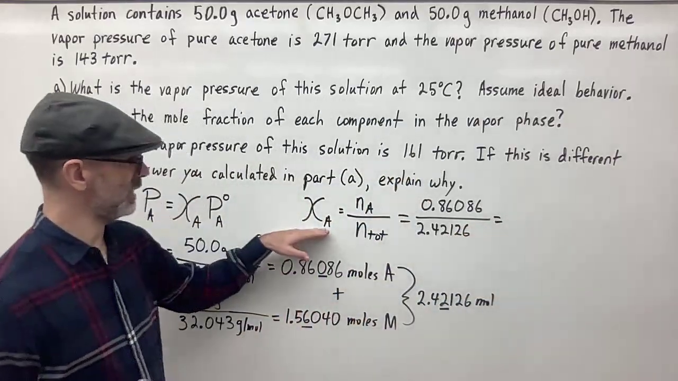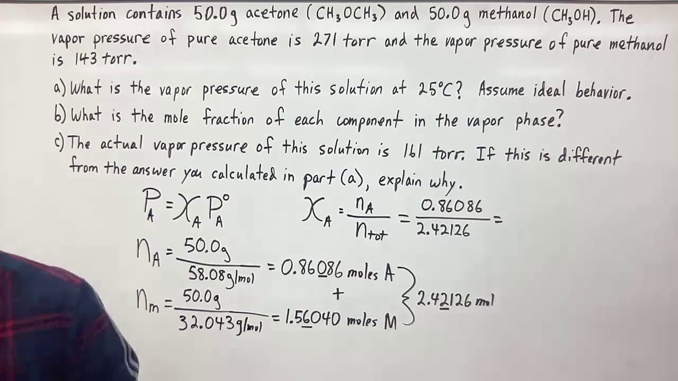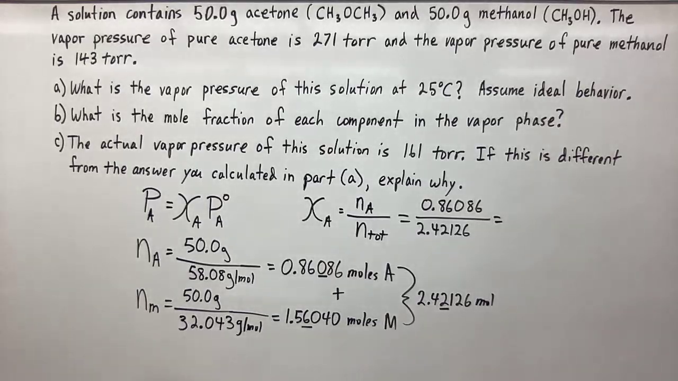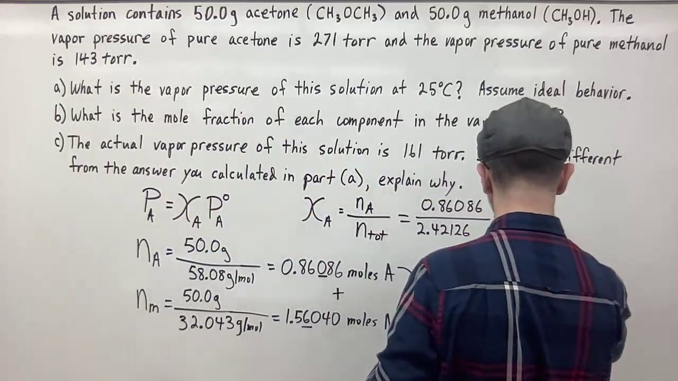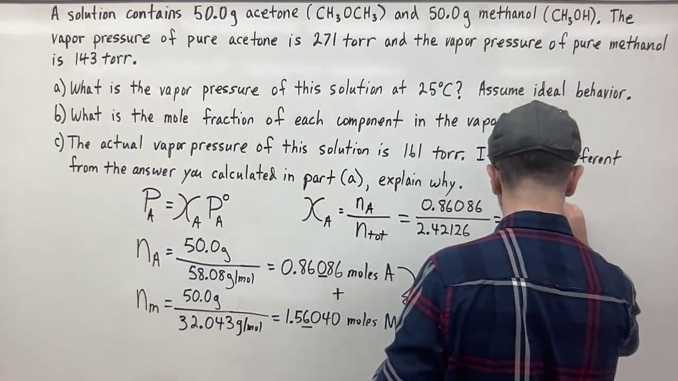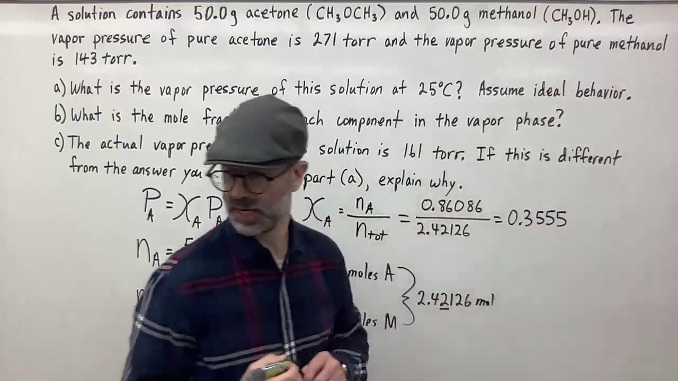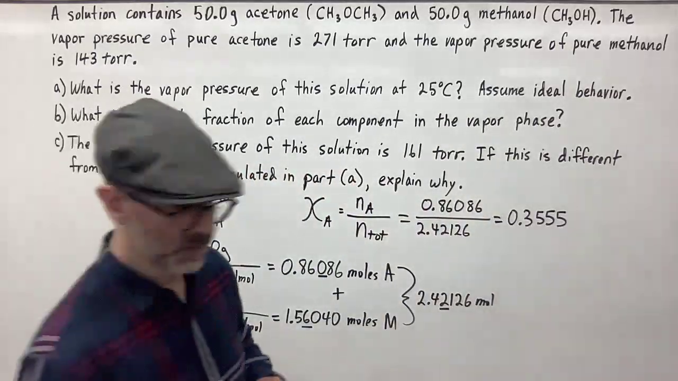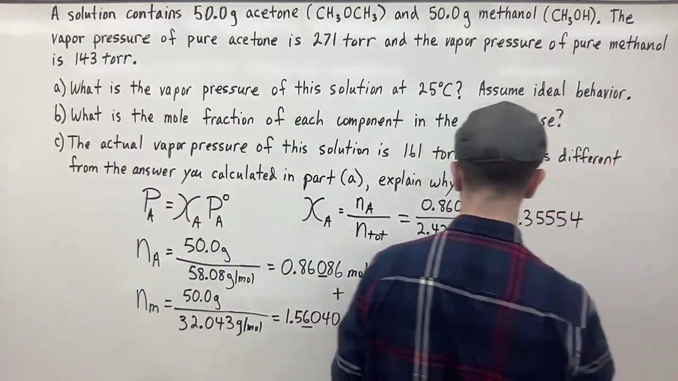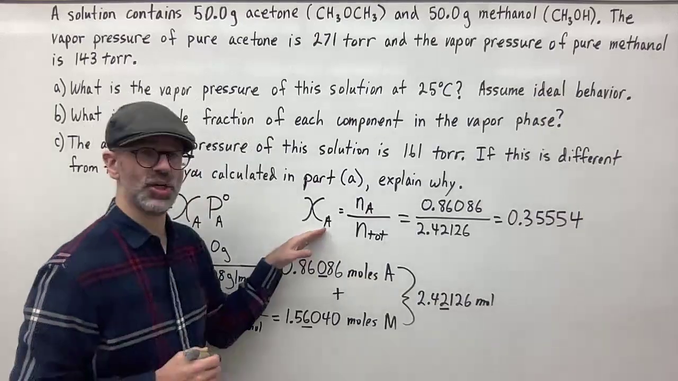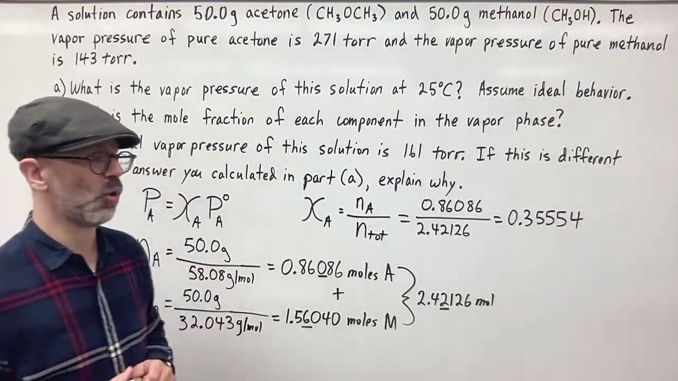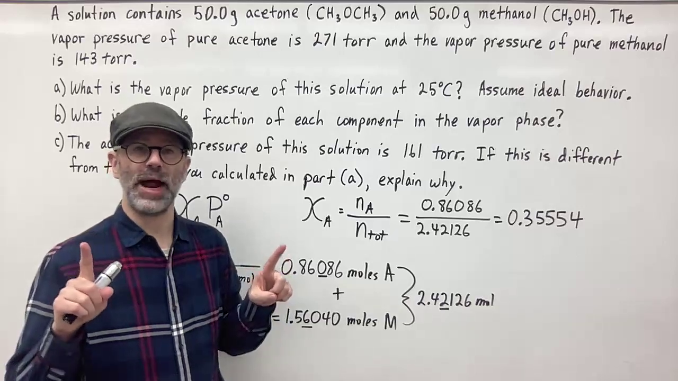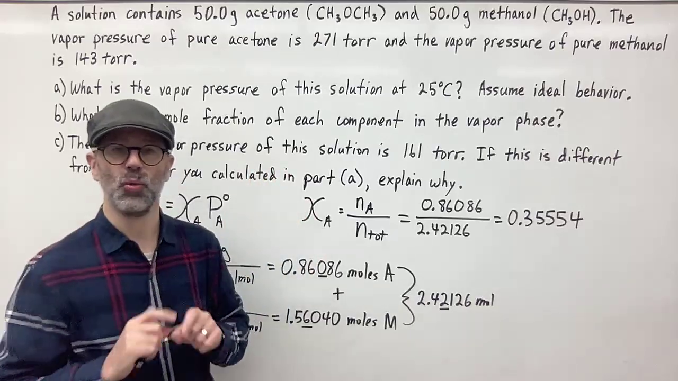So then when I divide these together, I get the mole fraction 0.3555. I think I have an extra digit there, 4. Okay, so this is the mole fraction of acetone. To get the mole fraction of the methanol, I just subtract that from 1 because all of the mole fractions in your solution add up to 1.